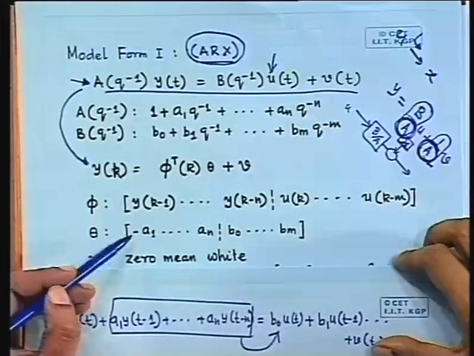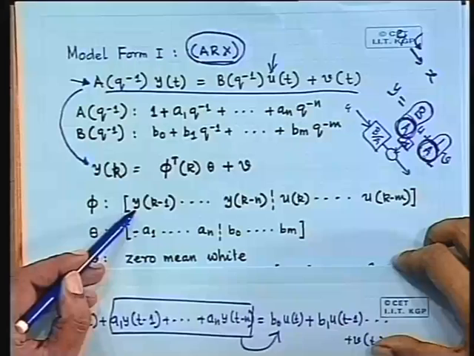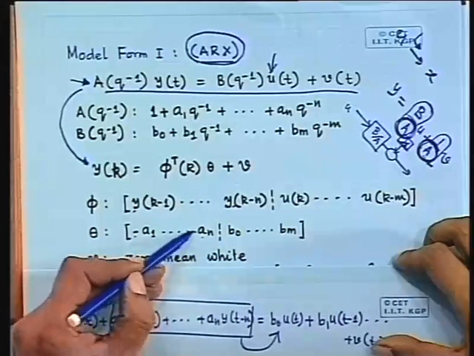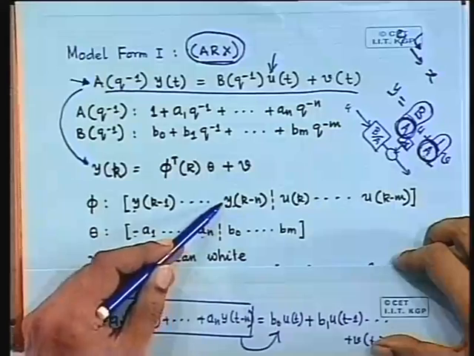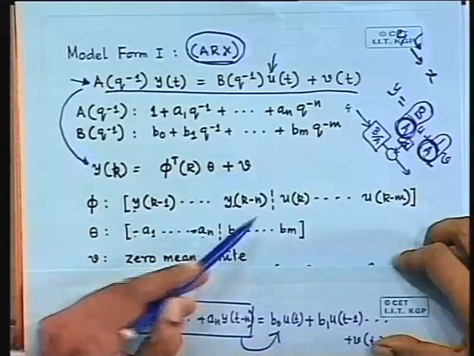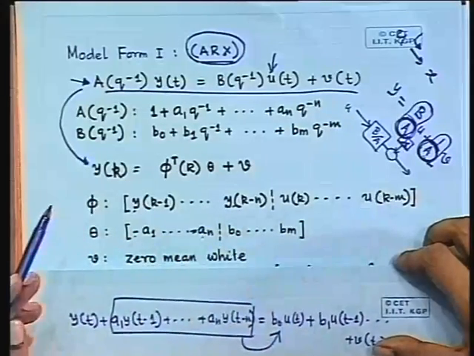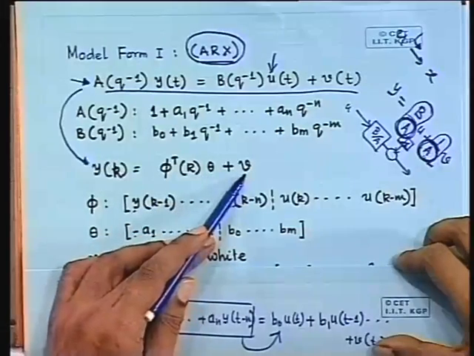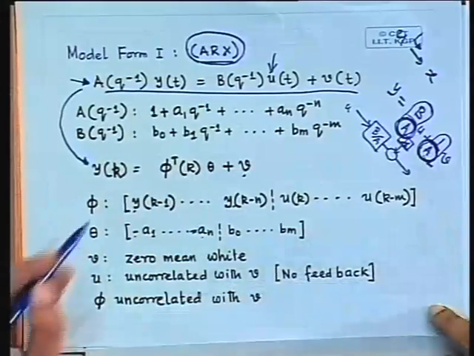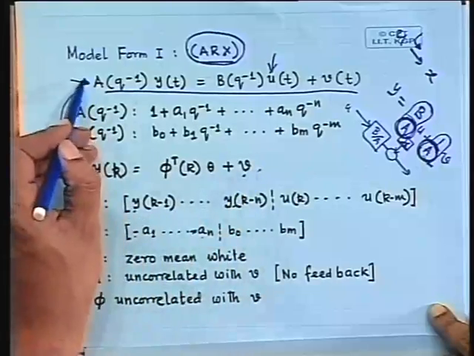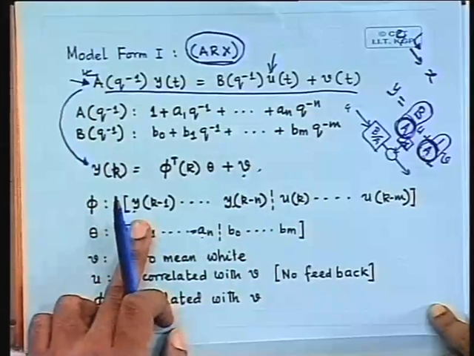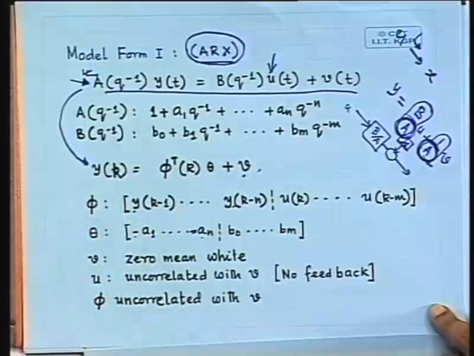So you will get minus a1 yk minus 1 minus an yk minus n. This is minus. Either you make this minus or you make this minus, doesn't matter. And then b0 uk and bm uk minus m. So this is your phi transpose k plus v. So you see that this system you are now able to cast in this form, and then you can apply least square.